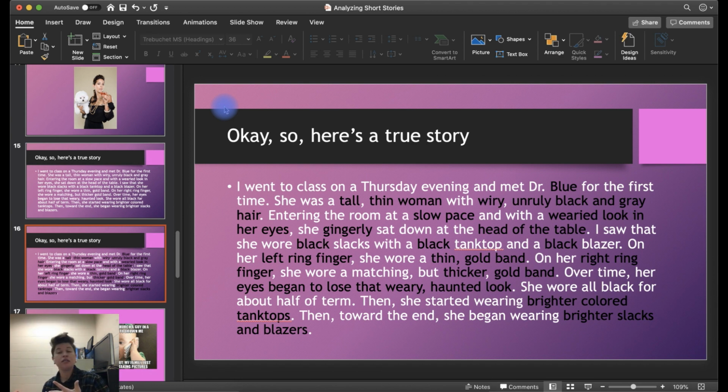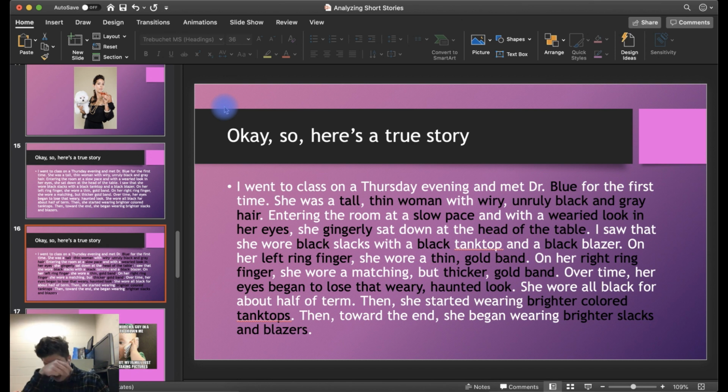Wearing all black is a signal of mourning. So you want to think of that. If you see what characters are wearing, you want to think of what it means. So she's got a thin gold band on her left finger, right? Wedding band. Now, there's a thicker gold band on her right finger. What does that mean? Well, a lot of times that could mean that a partner has died, and that the living partner is deciding to wear their wedding band as a memorial or something like that. So it could be that she lost a partner.